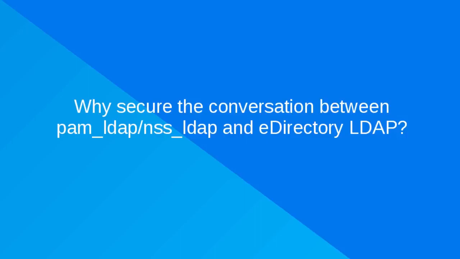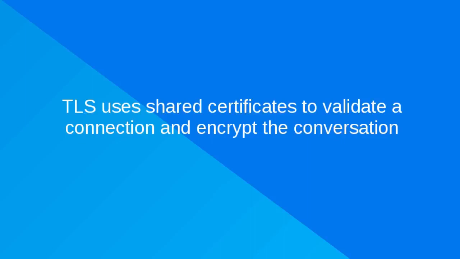In order to secure the conversation between the LDAP client, in this case NSS_LDAP and PAM_LDAP, and the LDAP server, in this case eDirectory LDAP, it is necessary to configure both the client and the server to be able to communicate using TLS. TLS uses shared certificates to validate a connection and encrypt the conversation. The client imports a certificate from the server that will be used to validate the tree CA that the LDAP server is using during the connection process.